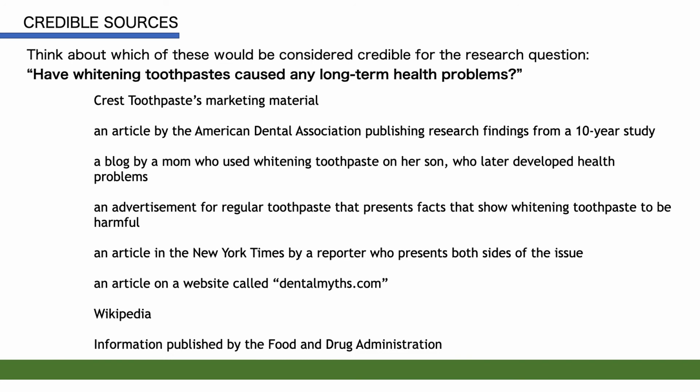Let's work through an example. Pretend our research question is, have whitening toothpastes caused any long-term health problems? Here is a list of sources that we might find information on this topic. Pause the video and read through each of these sources. Decide if you think the source would be credible, meaning we can trust the source as not being biased one way or the other, or if it would not be fully credible, meaning that the presentation of the information might automatically lean toward one or the other side of the argument.